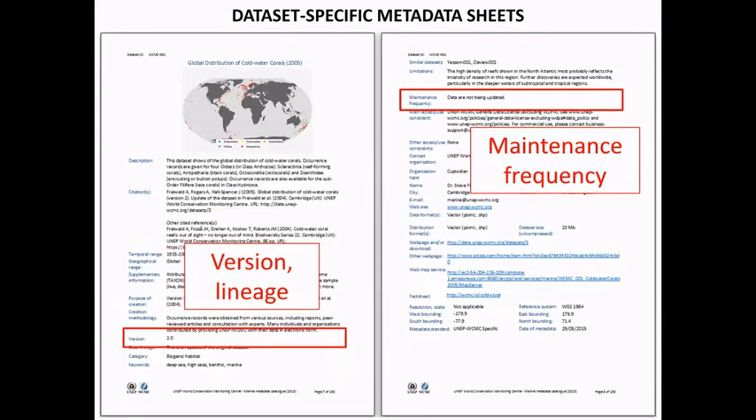The version and lineage, or how often the data are updated, is another essential field. Data are a snapshot in time. They represent a fact, in this case, the distribution of cold water corals at a point in time. So knowing when a data set was created and how often it's updated is really important.